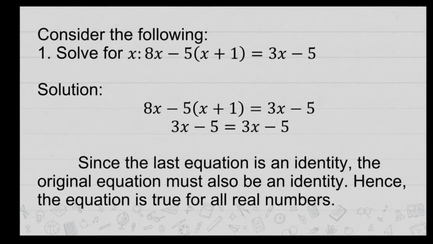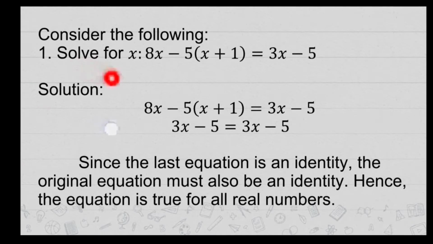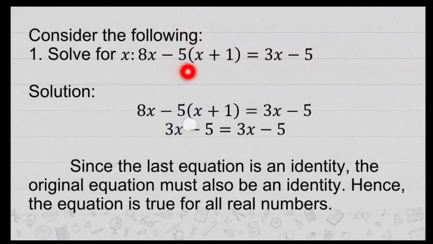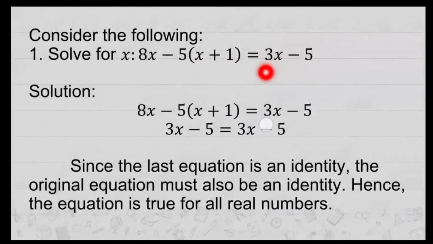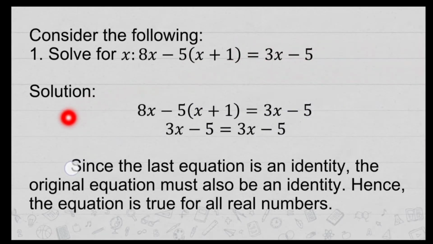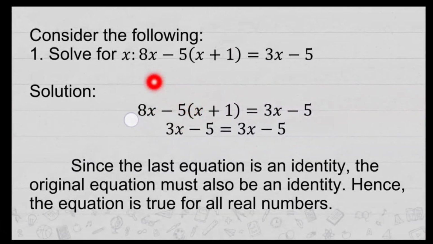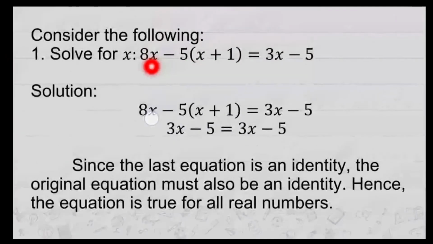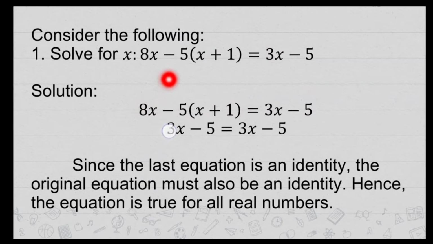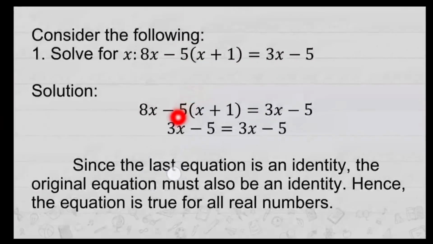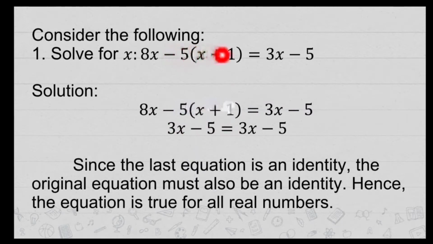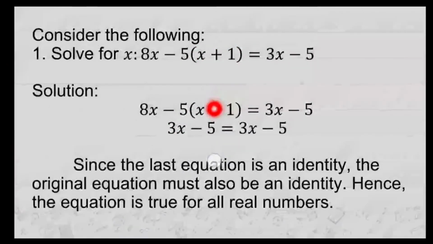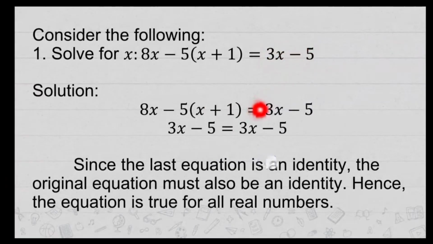Okay, let's have another example. Let's solve for x. 8x minus 5 times x plus 1 is equal to 3x minus 5. So our solution is, first, let's simplify this. As you can see, we have to multiply negative 5 by x plus 1. So we will be having 8x, copy, then negative 5 times x is negative 5x. Negative 5 times 1 is negative 5. Then copy 3x minus 5.